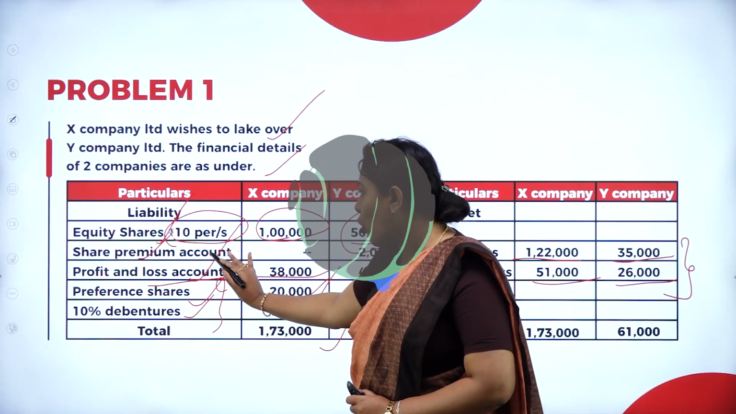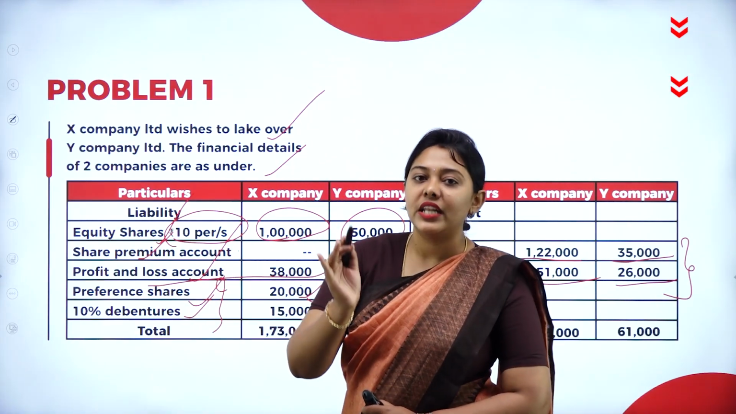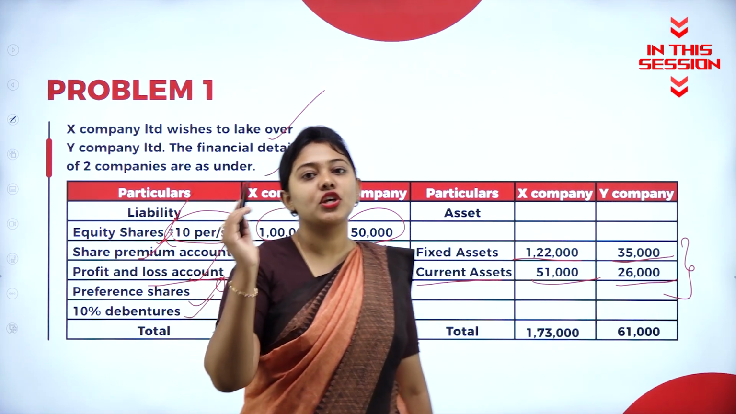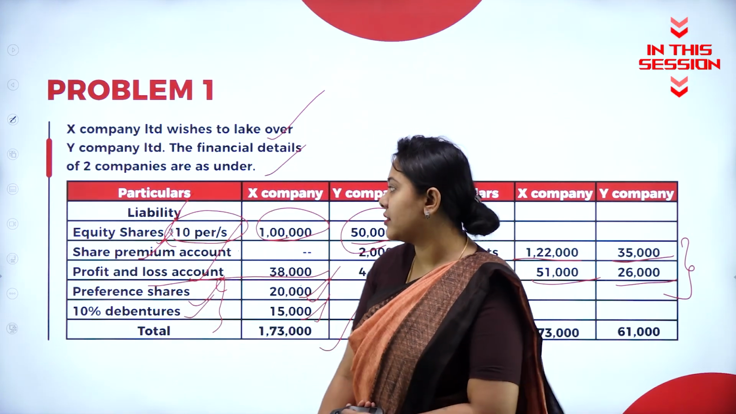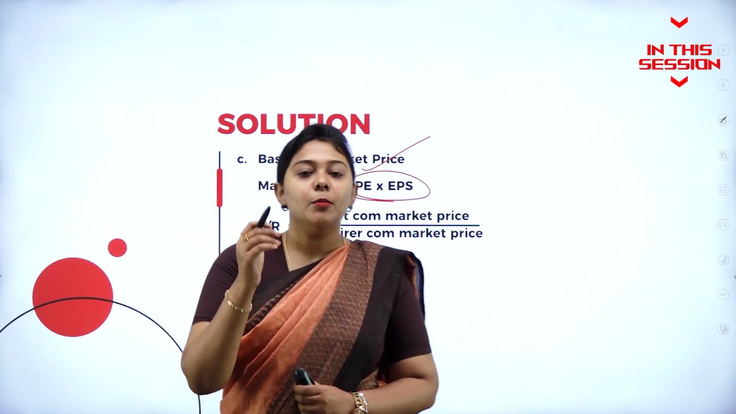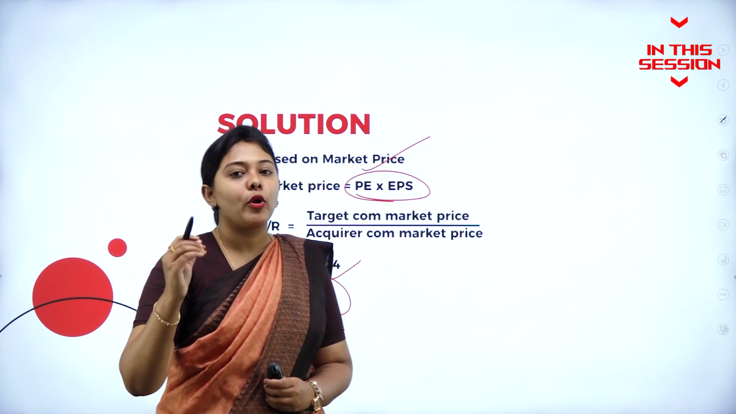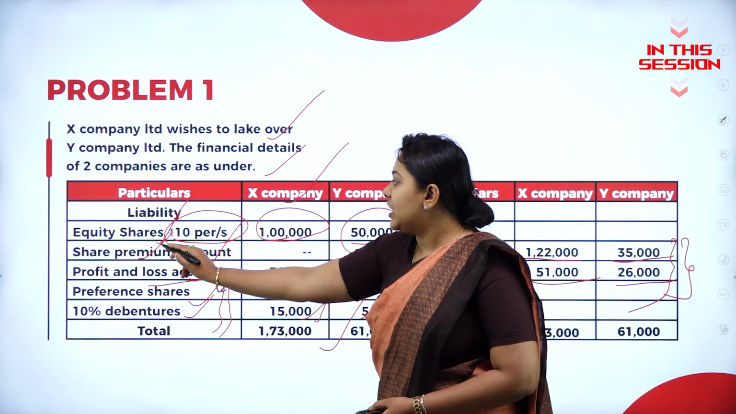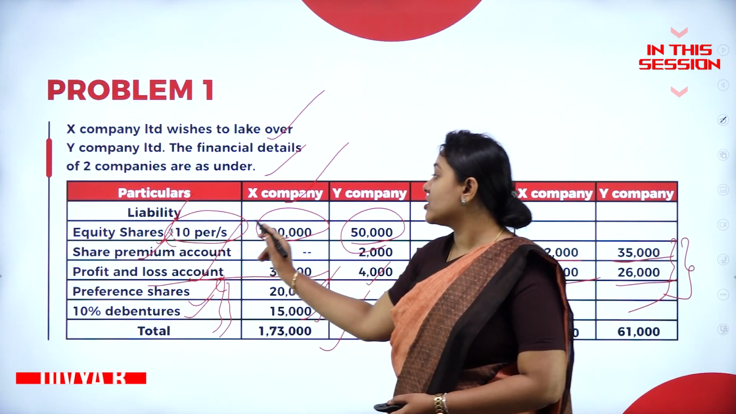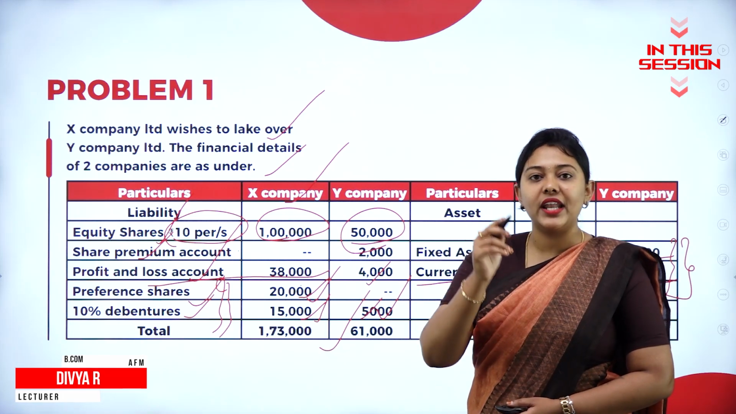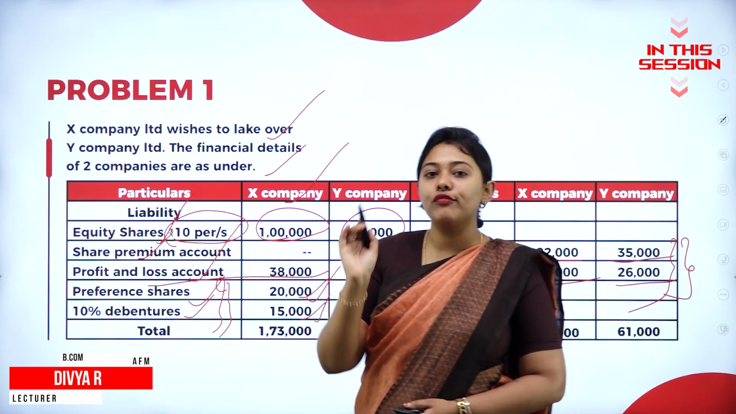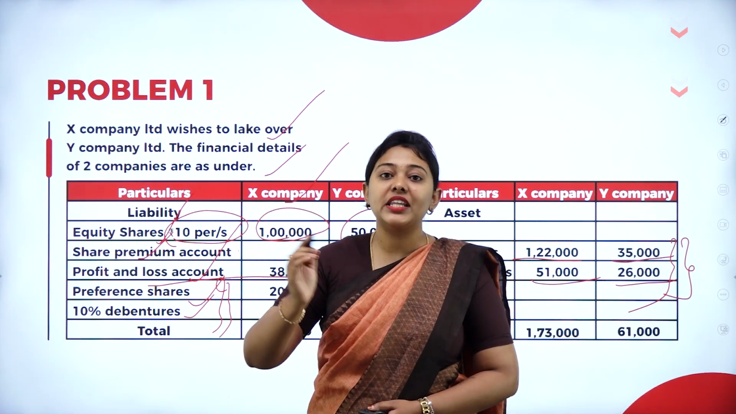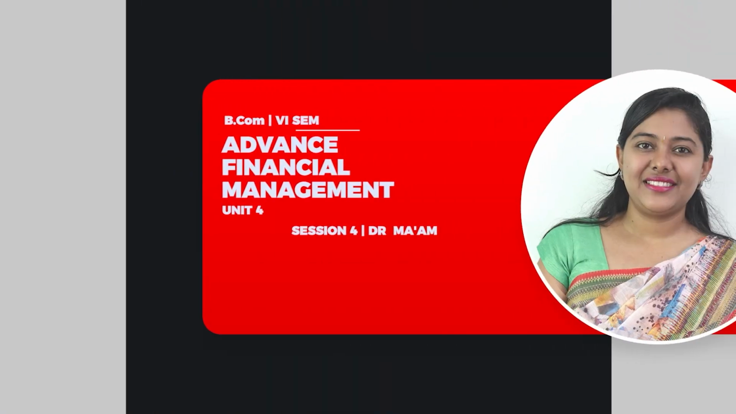Let us consider only these two, that is your liabilities and your assets for calculation of exchange ratio based on net assets method. How do you get your EPS? Your EPS is equal to profit after tax divided by number of shares. Equity share of rupees 10 per share is 1 lakh. So 1 lakh is the value of the X company shares, but it is not the number of shares, it is the money. 1 lakh is the amount.